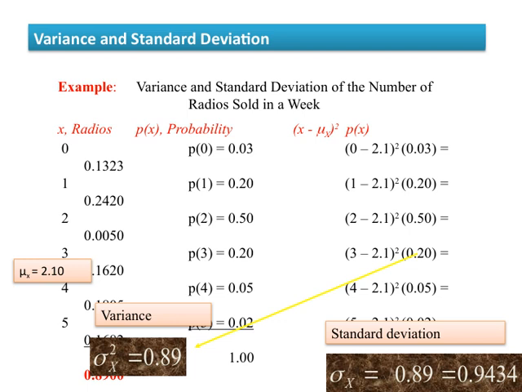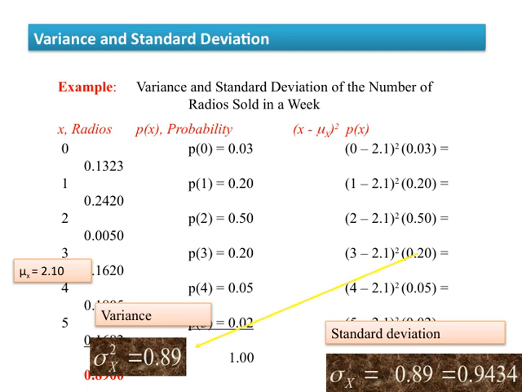For example, when 0 radios are sold, we subtract the mean, 2.1, from 0, giving us minus 2.1. Squaring that gives us 4.41, and multiplying by the probability of 0.03 gives us 0.1323. We repeat this process for each value of X, multiplying the squared deviation by its probability. Adding up all these products results in what we call the variance, which in this case is approximately 0.89.